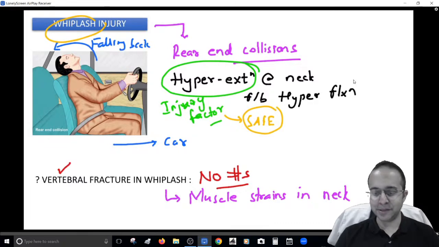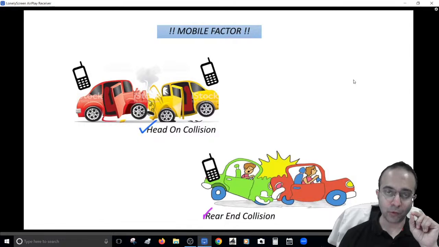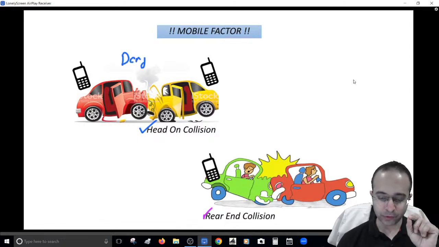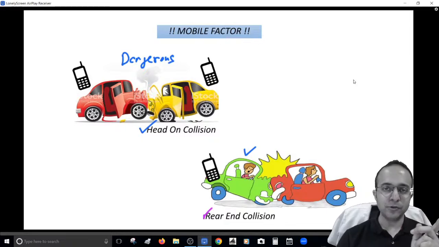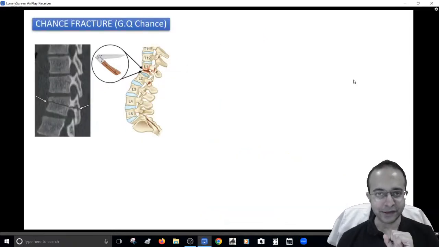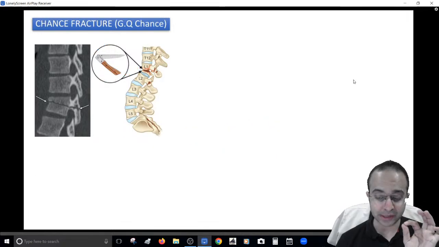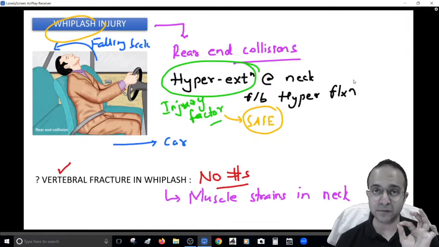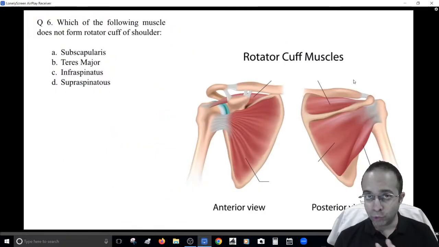So I hope you are a little bit clear about these injury factors in a very effective way. This is what is dangerous, head-on collisions. This is relatively much safer, rear-end collisions. And you're clear what you're going to get in a head-on collision, and what you're going to get in a rear-end collision. I hope you're clear with both these injury patterns. You'll be able to pick them up from the x-rays also. And please, please, please, whiplash, safe injury, only muscle strains, no real fractures.